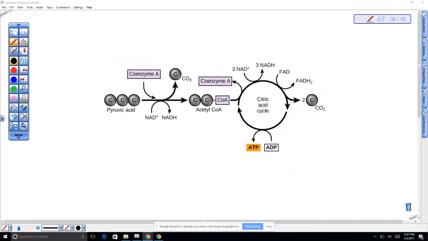What is the end product of cellular respiration? So we can look at this diagram right here where pyruvate or pyruvic acid comes in. So what is the end product? Carbon dioxide. Carbon dioxide, okay? So oxygen is the end product of photosynthesis, but cellular respiration is carbon dioxide, okay?